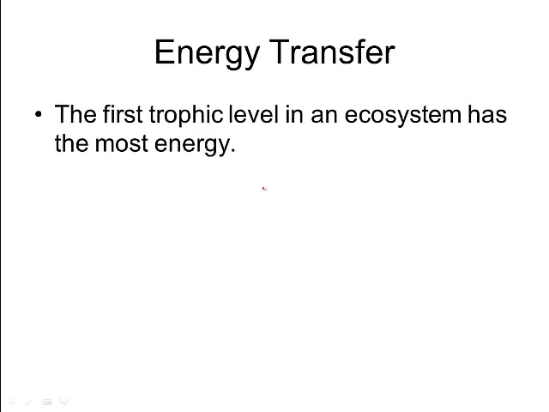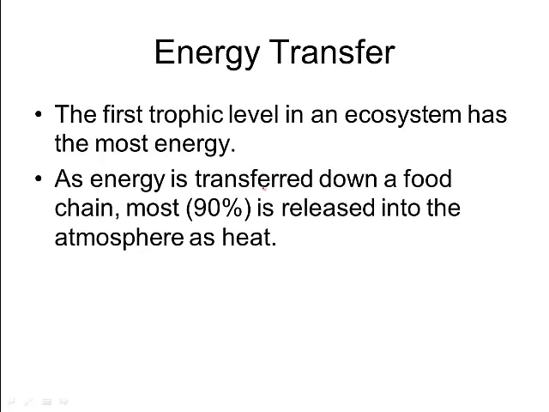All right, so what the whole purpose of eating really is, aside from getting our nutrients, it's to get energy. We have to get energy in order to survive. Okay, so when we talk about energy, the first trophic level in an ecosystem always has the most energy. And the first trophic level in an ecosystem is always the producer. So the producer always has the most energy. Now, as energy gets transferred down a food chain, most of it, 90%, gets released into the atmosphere as heat. So that's going to go into the work of actually getting the food, digesting the food. That all takes energy to do that.